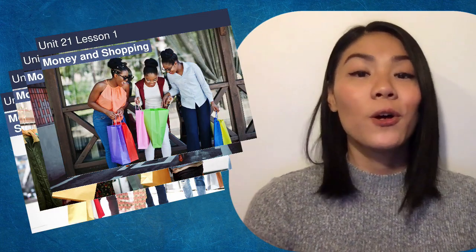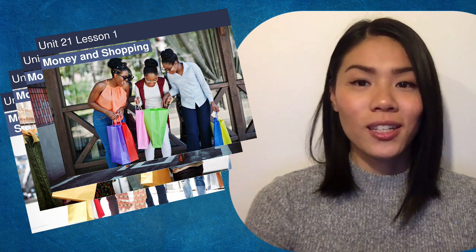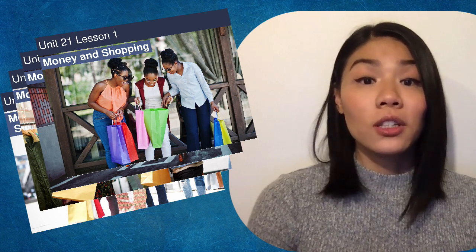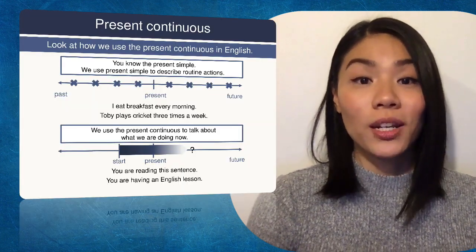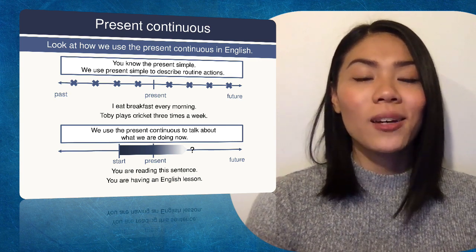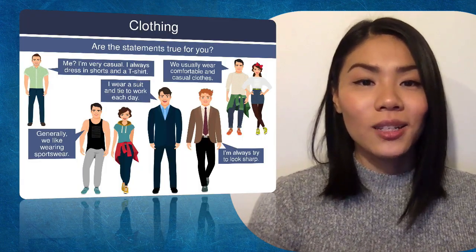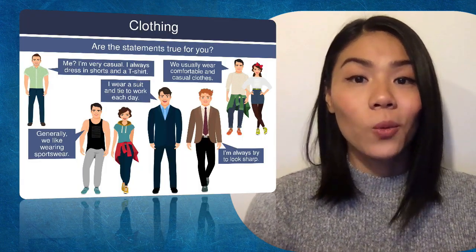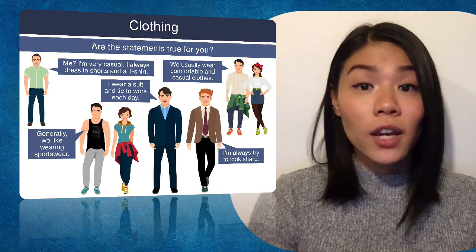Unit 21 is about money and shopping. So in this unit, we introduce the present continuous. Students will have had exposure to this tense, and now's the time to start to distinguish its use from the present simple. Students have plenty of opportunities to talk about clothing and shopping. We include reading and listening tasks in which different people talk about what they usually wear and compare their styles to what they are wearing at a special event.